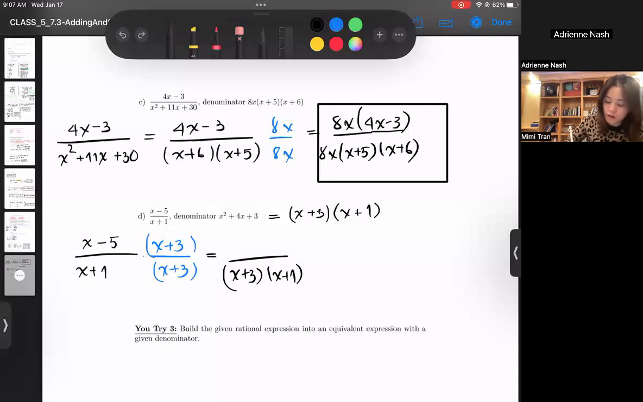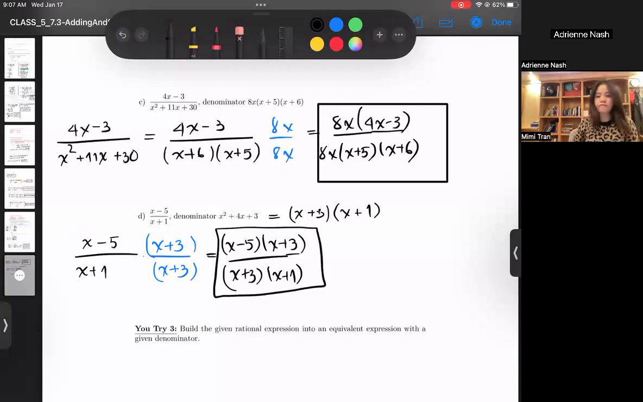So that would be x minus 5 here and times x plus 3. Don't bother to distribute it unless they ask you to. Otherwise I'll leave it like that.